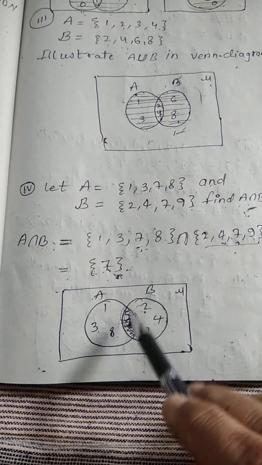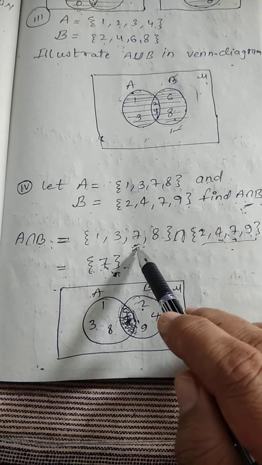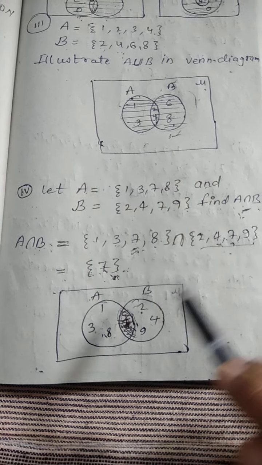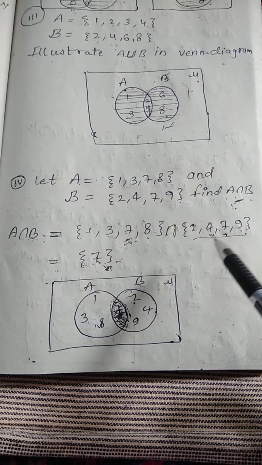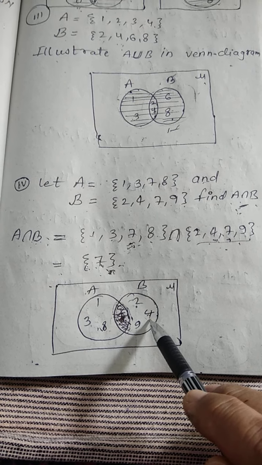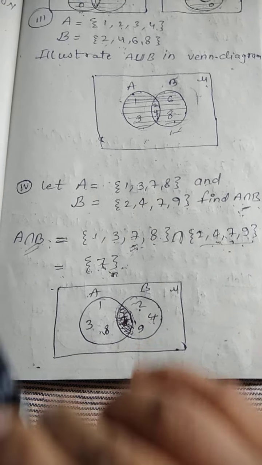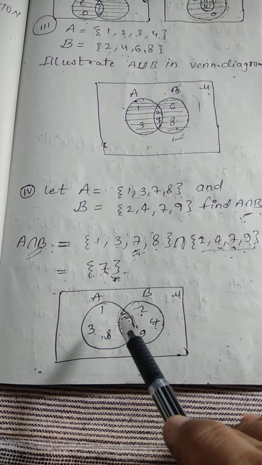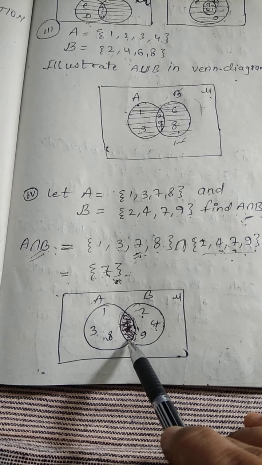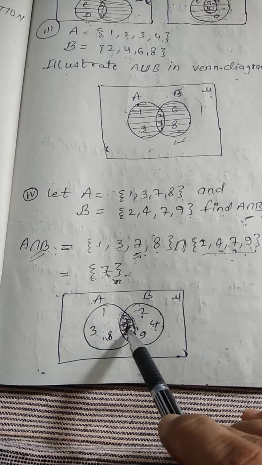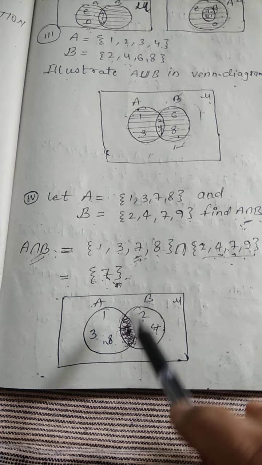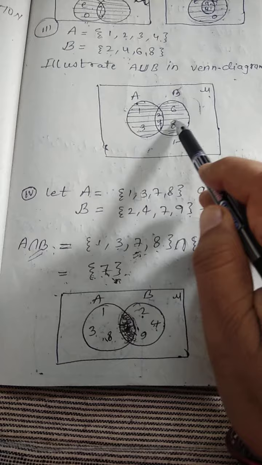That one element we have to write here in the overlapping part. Okay. What are the other elements other than 7? 1, 3, 8. Note down here. What are the other elements other than 7 in B? 2, 4, 9. Note down in this part. But they told us to find the intersection. So the intersection is this common overlapping part. In this we have to write 7, and we have to shade this part. This is the intersection. For union, shade the full region.